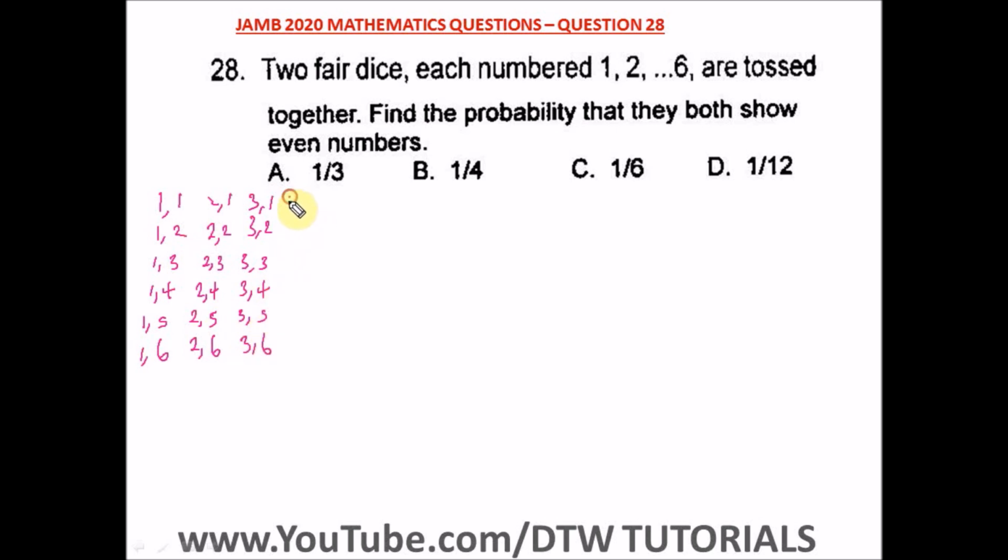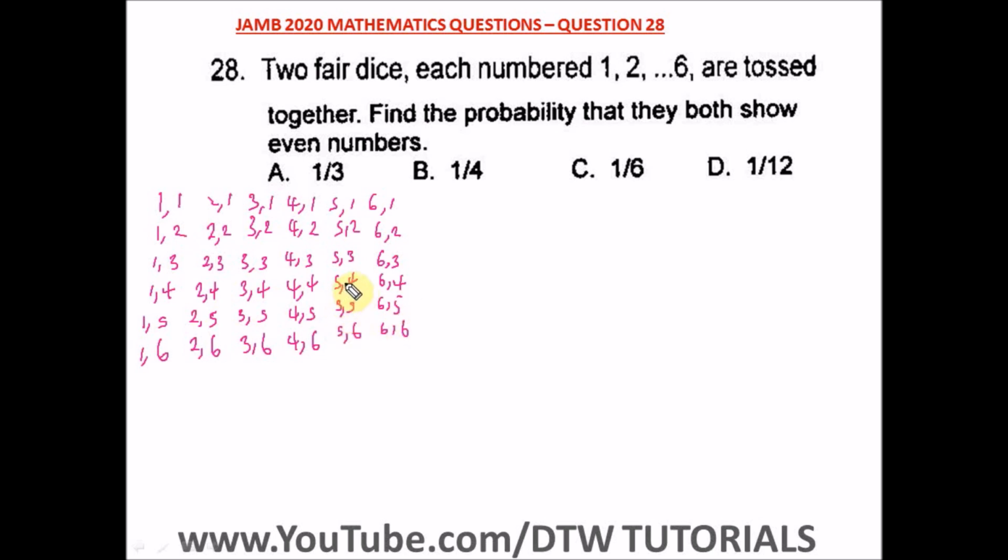We might also have a 4 and 1, a 4 and 2, a 4 and 3, a 4 and 4, a 4 and 5, a 4 and 6. We might also have a 5 and 1, a 5 and 2, a 5 and 3, a 5 and 4, a 5 and 5, a 5 and 6. And lastly, we can get a 6 and 1, a 6 and 2, a 6 and 3, a 6 and 4, a 6 and 5, and a 6 and 6.